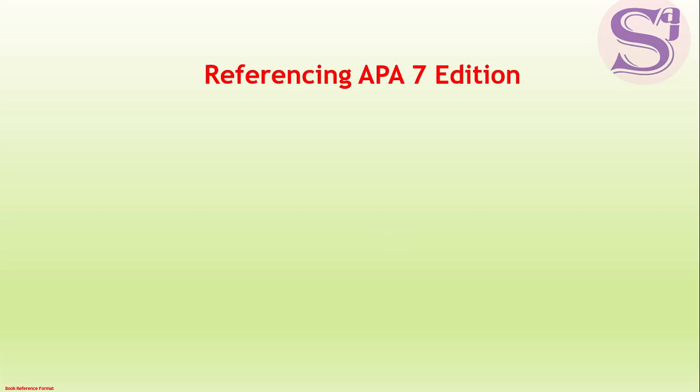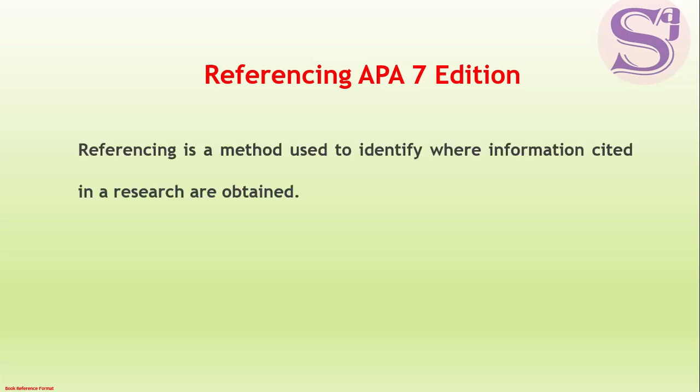We'll be looking at referencing according to the APA 7 edition. Referencing is a method used to identify where information cited in a body of work is obtained. So in referencing, you try to provide your audience with the information of where your ideas come from.